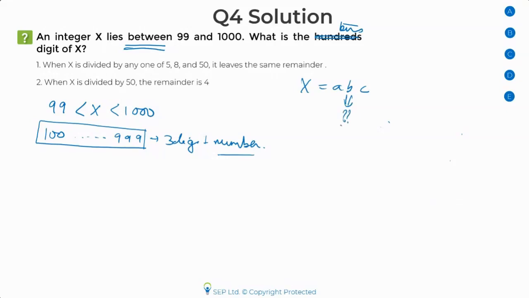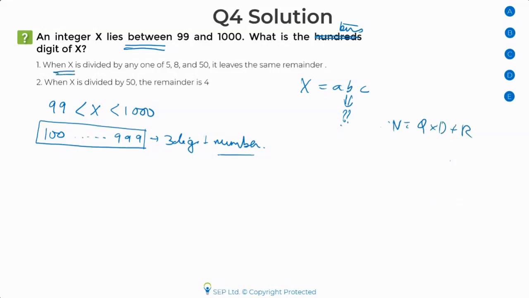Okay, so far I think it should be easy. Let's go to the first statement. The first statement is when x is divided by any one of 5, 8, and 50, it leaves the same remainder. Now, there are various ways to solve this. I'll add a disclaimer before somebody says there's an LCM way. I'm going to assume that you don't know anything and you're doing it for the first time. All you know is n is equal to q times d plus r.